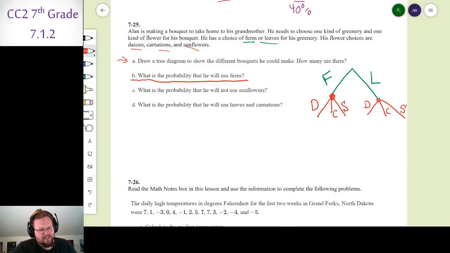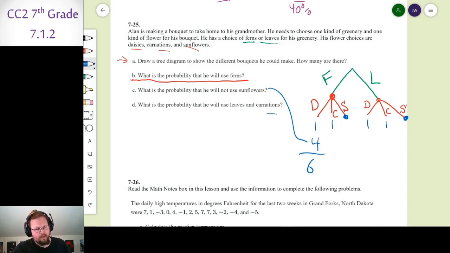What's the probability that he does not use sunflowers? So here's the sunflower outcomes that I just labeled in blue. So that means there's 1, 2, 3, 4 options out of the 6 total where he does not use them.